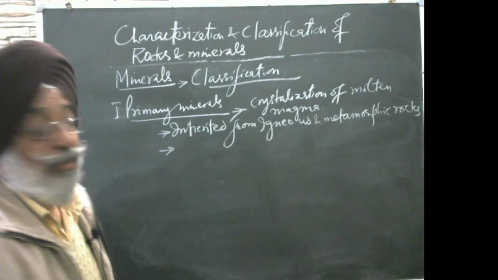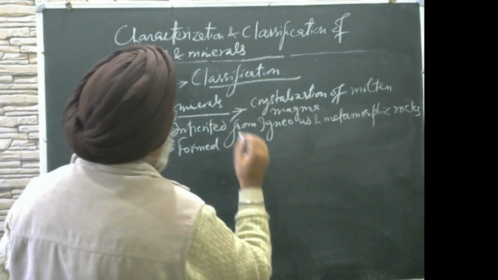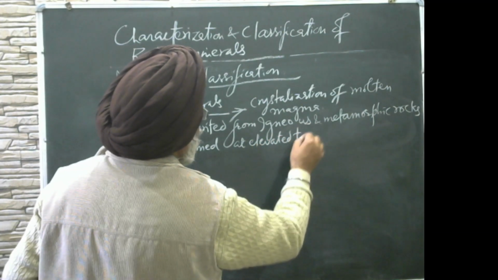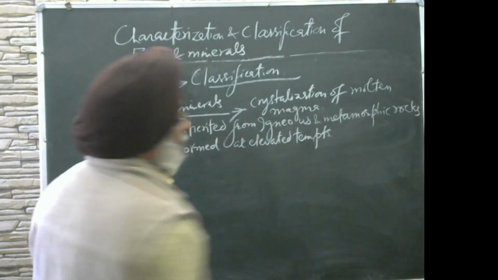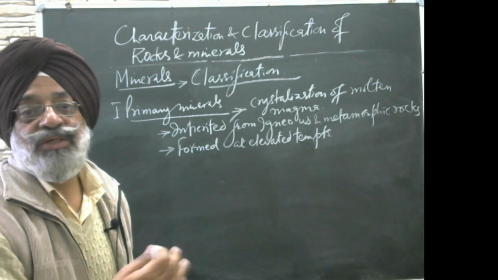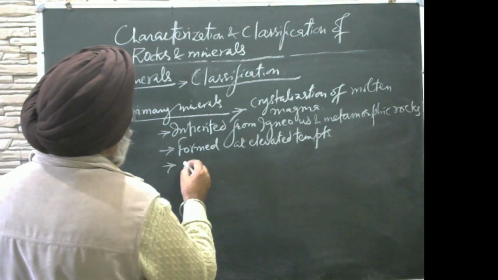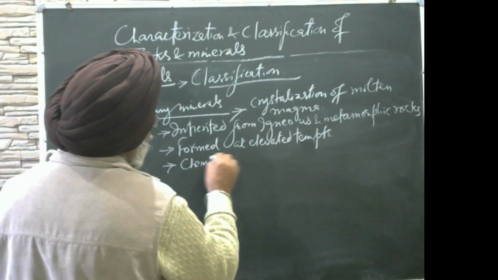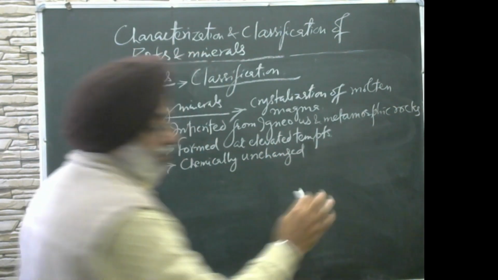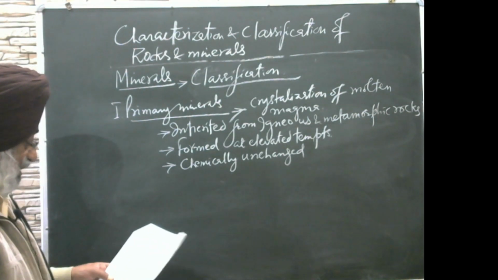And of course these are formed at elevated temperatures. Primary minerals, because they are formed from molten magma, are formed at elevated temperatures. The extent of temperature at which a mineral is formed gives a different type of shape, color, luster, etc. to the mineral. And chemically unchanged: these minerals remain chemically unchanged. Even if they undergo the process of weathering, their chemical composition remains unchanged.